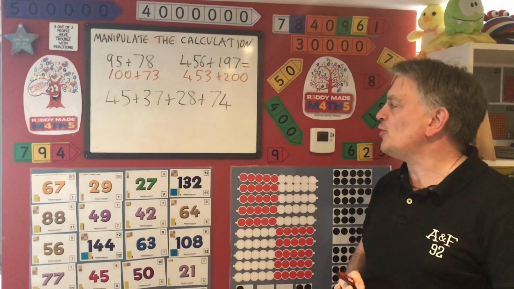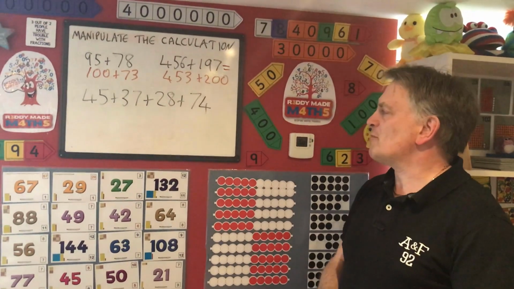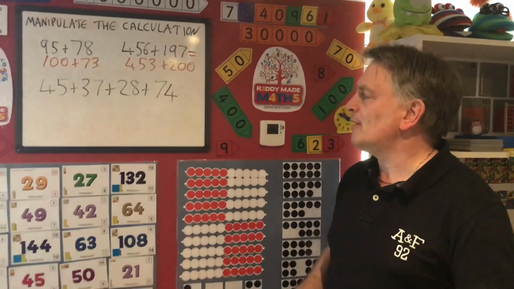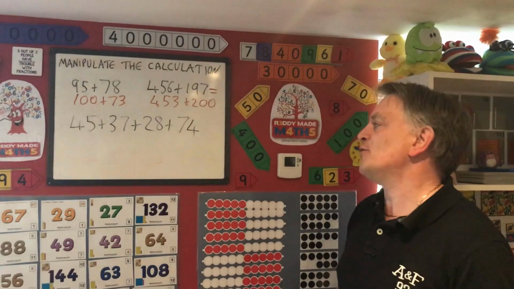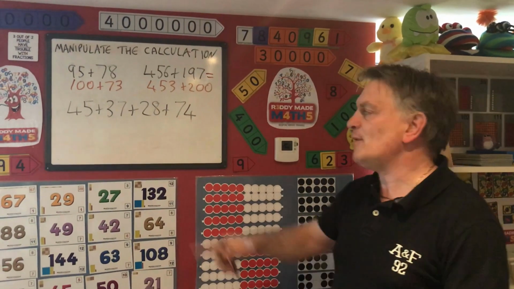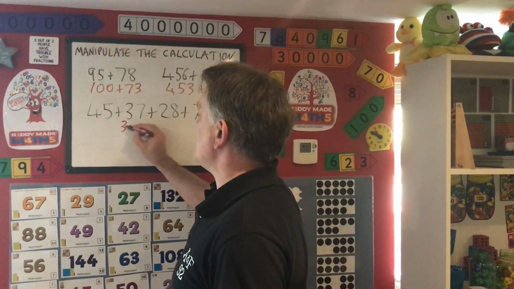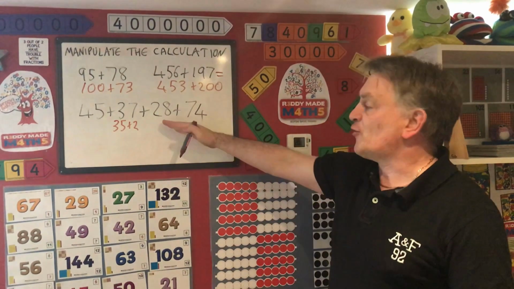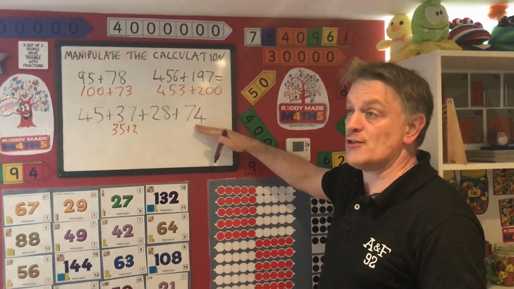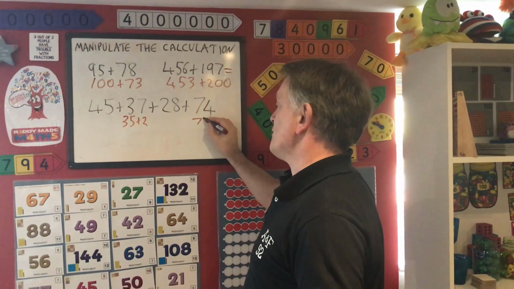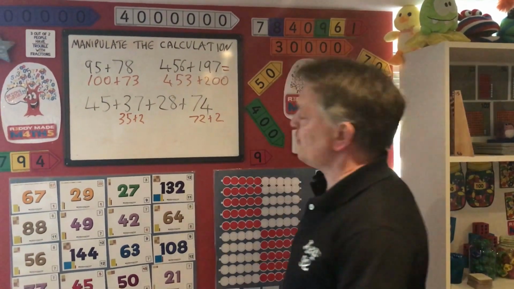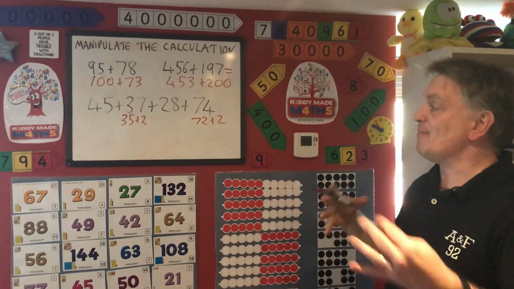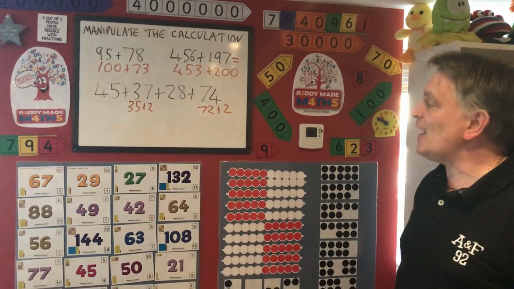Think back to day 1, number bonds. There's no number bonds there at all. I can't see a number bond. But actually, beneath it, can I see a number bond? I've got a 45. I really wish this was 35. So let's make it 35. It's 35, add 2. I've got 28 here. I'd love this to be 72. So we'll make it 72. 72, add 2. What we can now do is make that calculation much, much easier to do in our head.